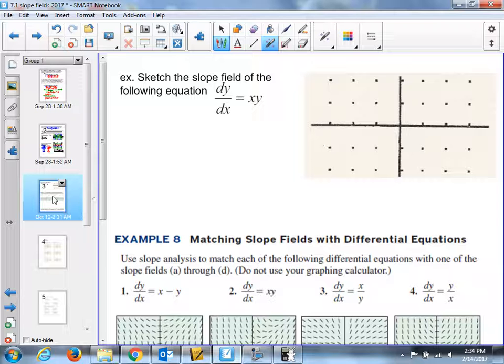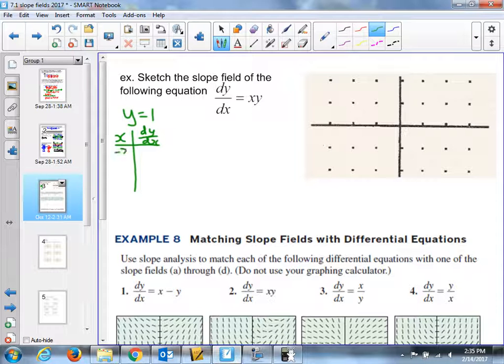Well, let's try it with y equals 1. When y equals 1, the derivative values would be x times 1. So they're going to be a direct match, right? Negative 3 will give me negative 3. Negative 2 will give me negative 2. All the way up to 3. Okay, that's going to be easy, right?